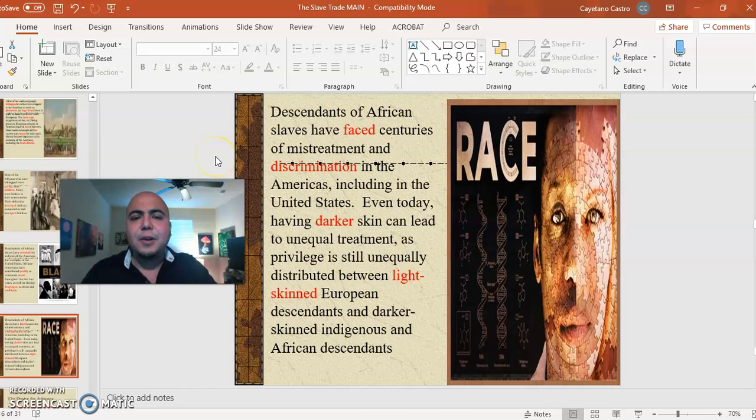Descendants of African slaves have faced centuries of mistreatment and discrimination in the Americas, including in the United States. Even today, darker skin can lead to unequal treatment, as privilege is still unequally distributed between light-skinned European descendants and darker-skinned indigenous and African descendants.